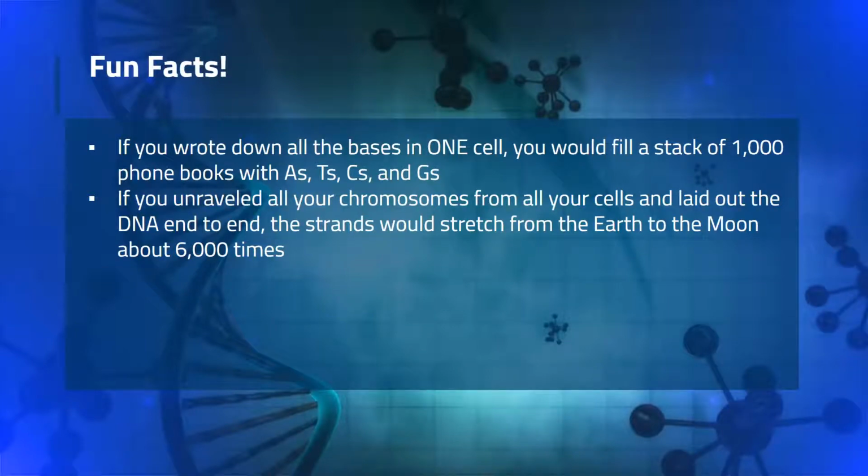Couple fun facts. If you wrote down all the bases in one cell, all the nitrogen bases, you would fill a stack of 1,000 phone books with A's, T's, C's, and G's. Kind of cool, right? If you unraveled all your chromosomes, so all those little X-shaped chromosomes in your cells, and laid out the DNA end to end, the strands would stretch from the Earth to the moon about 6,000 times. So much DNA in all of your cells.